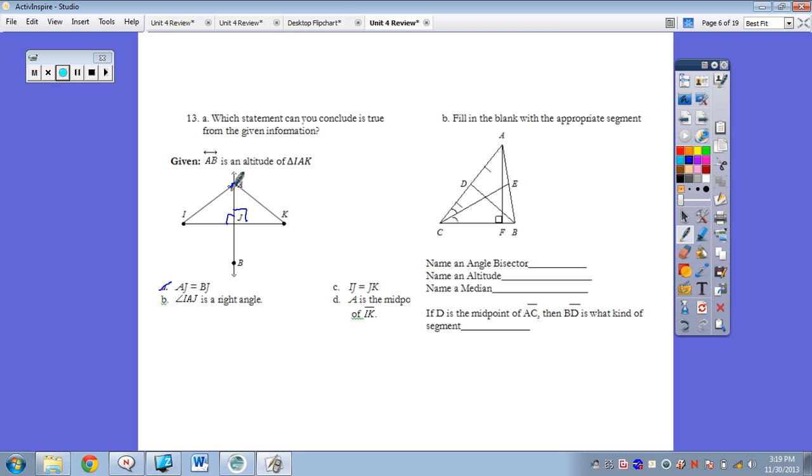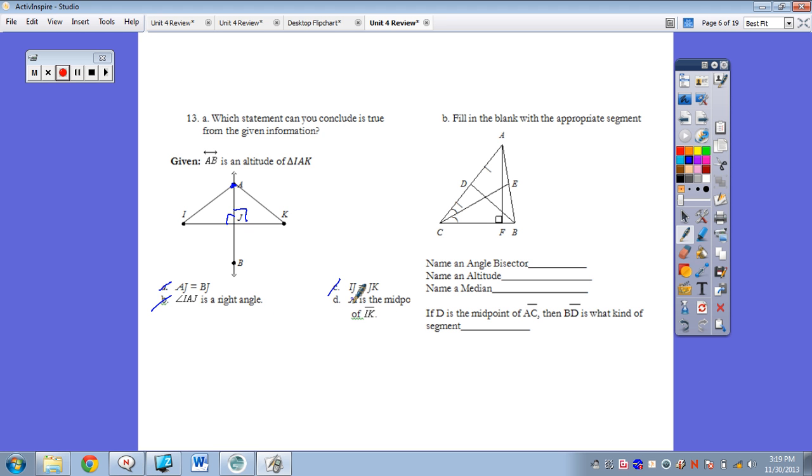Angle IAJ, this angle right here, is a right angle. We know that's not true, because the only right angles in this triangle are IJA and AJK. C says IJ is congruent to JK. That would be true if J was the midpoint of IK, but since the altitude doesn't have to go through the midpoint, we know that that doesn't have to be true.